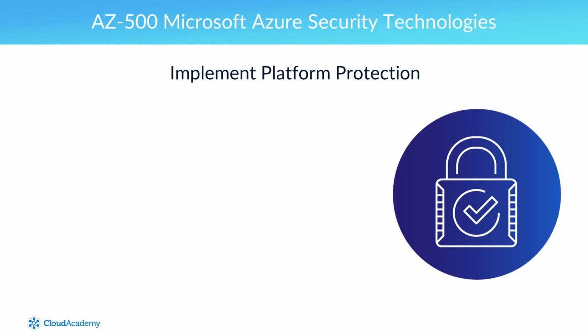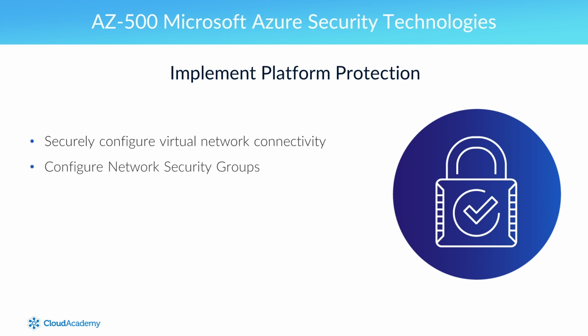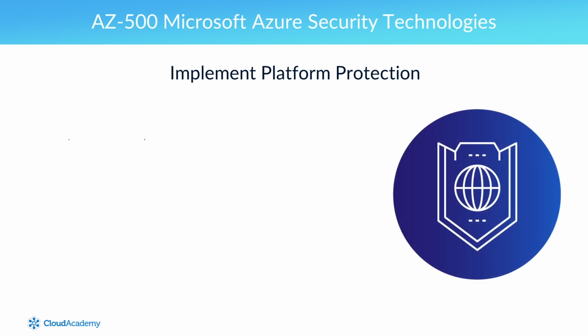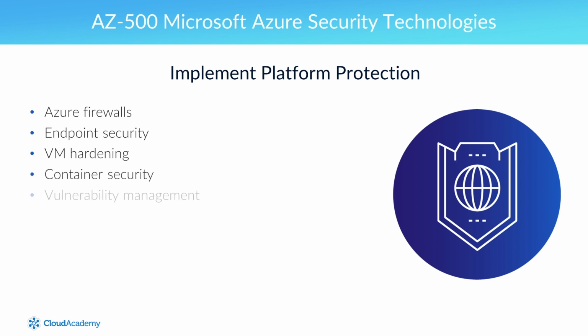As we work through the learning path, you'll learn how to implement platform protection by securely configuring virtual network connectivity and by configuring network security groups. You'll also learn how to configure container security and how to implement Microsoft Azure Resource Management security as well. We'll cover such topics as Azure Firewalls, endpoint security, VM hardening, container security, and vulnerability management. Other topics that you'll learn about include resource locks, Azure policies, and more.